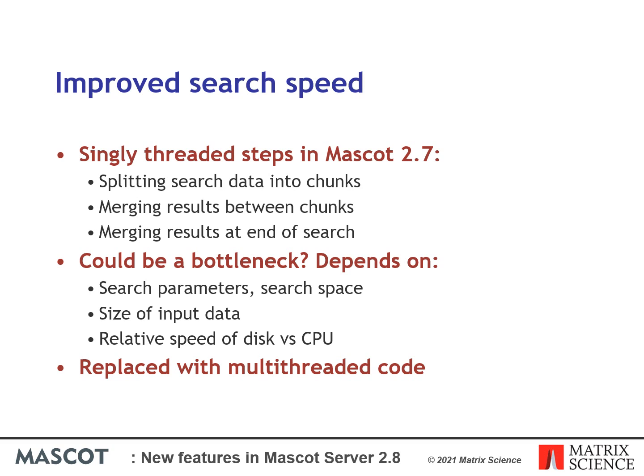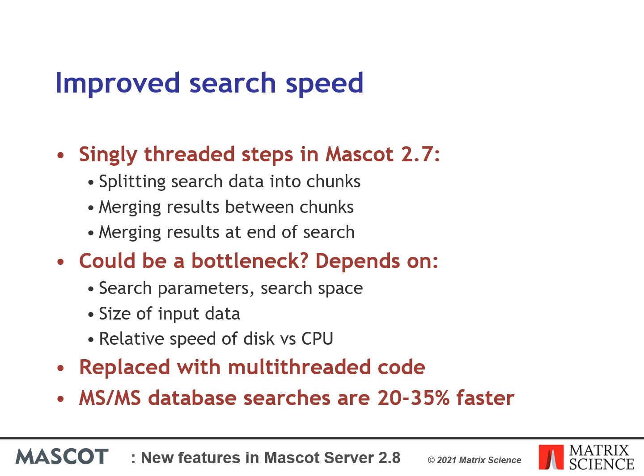We replaced the singly threaded steps with multi-threaded code and benchmarked a range of typical datasets. The change is an overall improvement. Disk-bound MS/MS database searches are now 20 to 35% faster. Whether a specific search is faster in the new version depends on the factors mentioned earlier.